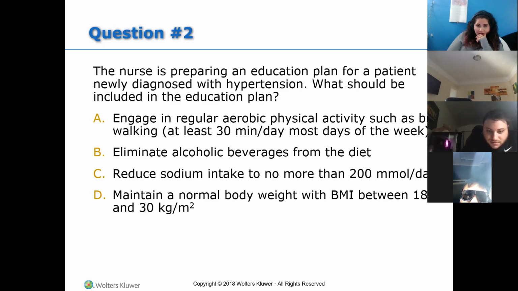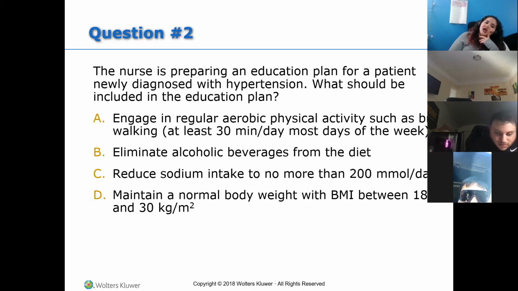The nurse is preparing an education plan. All of the above. What should be included in the education plan? Eliminating alcoholic beverages is huge. Maintaining a normal body weight is huge, but it's also a result. And we're trying to educate them so that they can get to that result. It's also a newly diagnosed hypertension. So it's not D. D is big too. C, I don't know what 200 moles is. I know it's 2 grams. I don't know what that is.